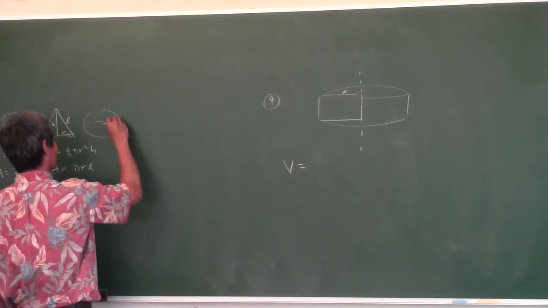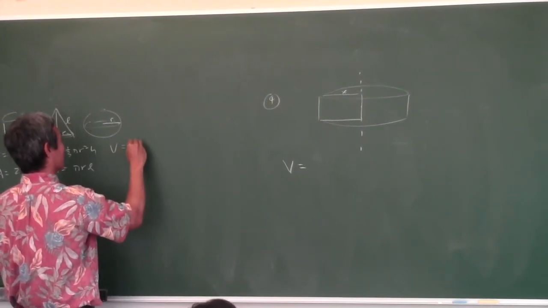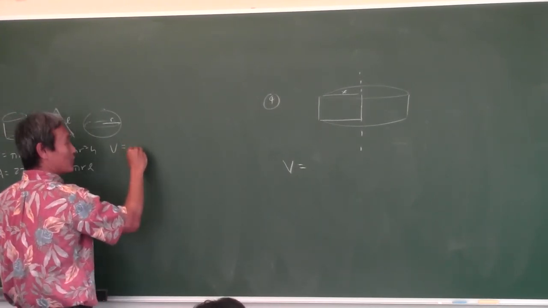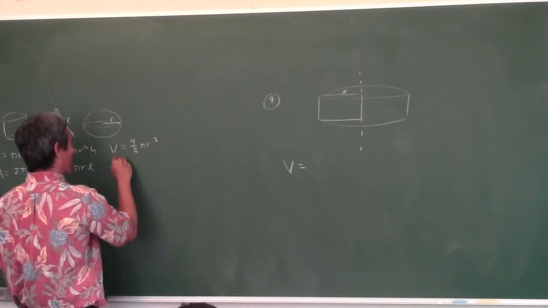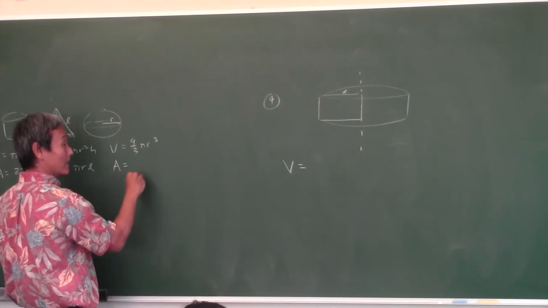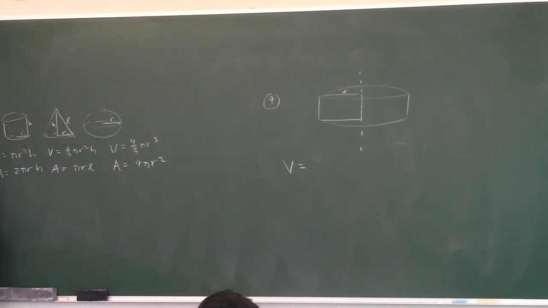Here's the radius of a sphere. What's the volume of a sphere? It's 4/3 pi r cubed, whereas the surface area would be 4 pi r squared. From this day forward, I assume everybody knows this.